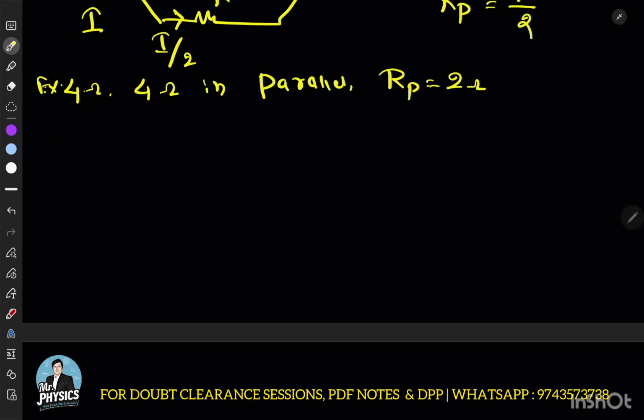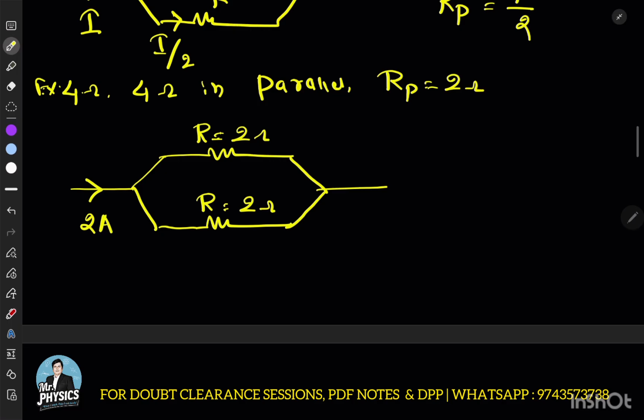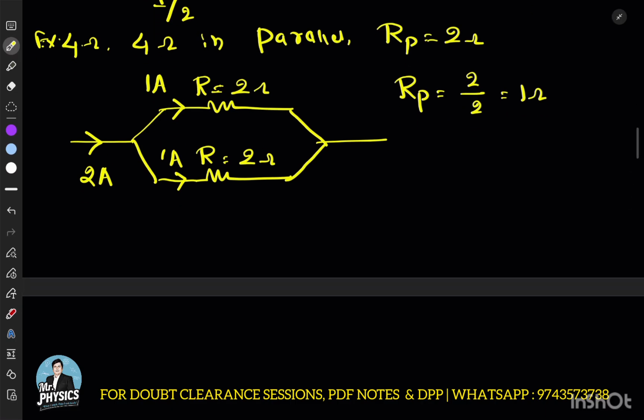For this I'll take an example. One more example we'll discuss in the form of a circuit. If you have a circuit like this, and the values of the resistors are 2 ohm each, R equal to 2 ohm, and this R is equal to 2 ohm. If the current flowing here is 2 ampere, how much will flow here? It will be 1 ampere, and here also it will be 1 ampere, and in this case Rp equal to 2 by 2, that is 1 ohm. Very simple concept. Effective value is half of the individual value.